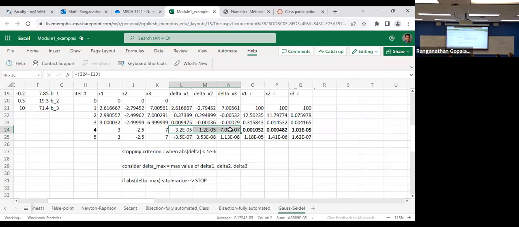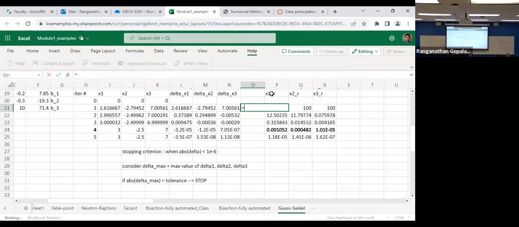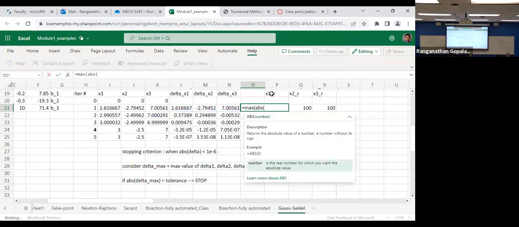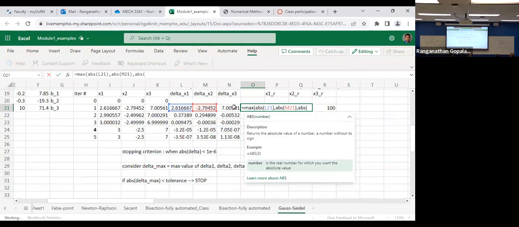4. So 4 has values 10 power minus 5, 10 power minus 7. You'll need to go to the fifth because you want the largest of these. The largest is 3.2 times 10 power minus 5. That isn't yet smaller than 10 power minus 6. You have to go one more iteration where you can say that. So you can write this is the max value of the absolute value of delta x1, the absolute value of delta x2 and the absolute value of delta x3.